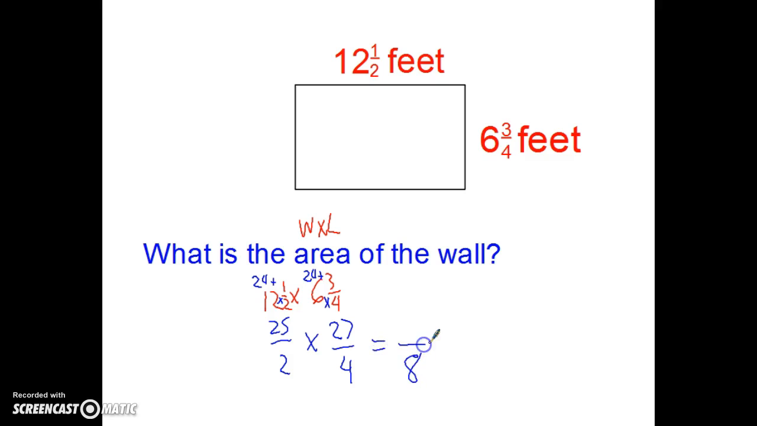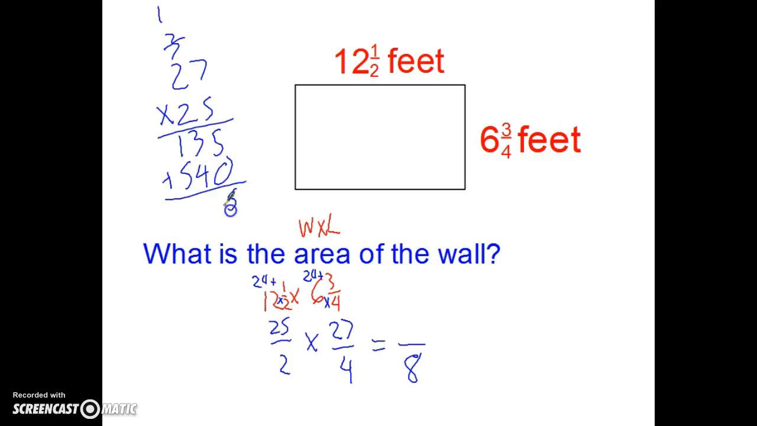I think I'm going to start with the denominator because I can do 2 times 4 in my head. 25 times 27. 7 times 5 is 35, carry my 3, 7 times 2 is 14, plus 3 is 17, carry my 1... Add them up. 675/8. So I'm going to take 675 divided by 8.